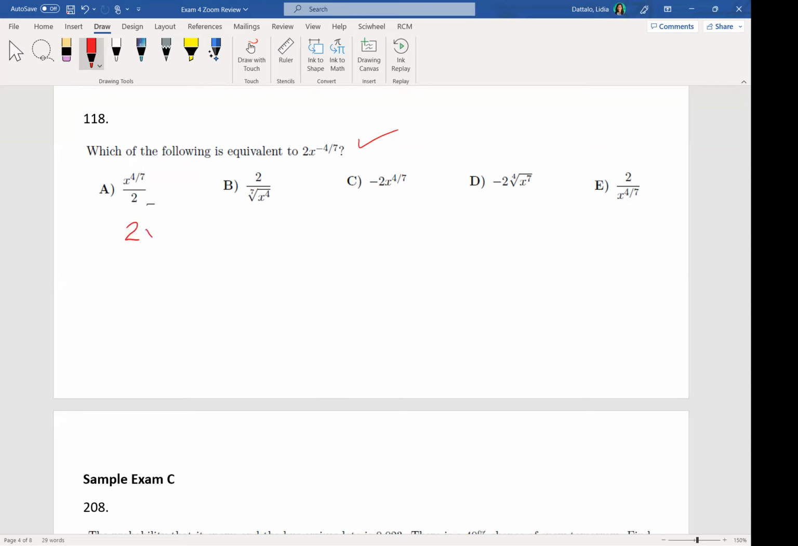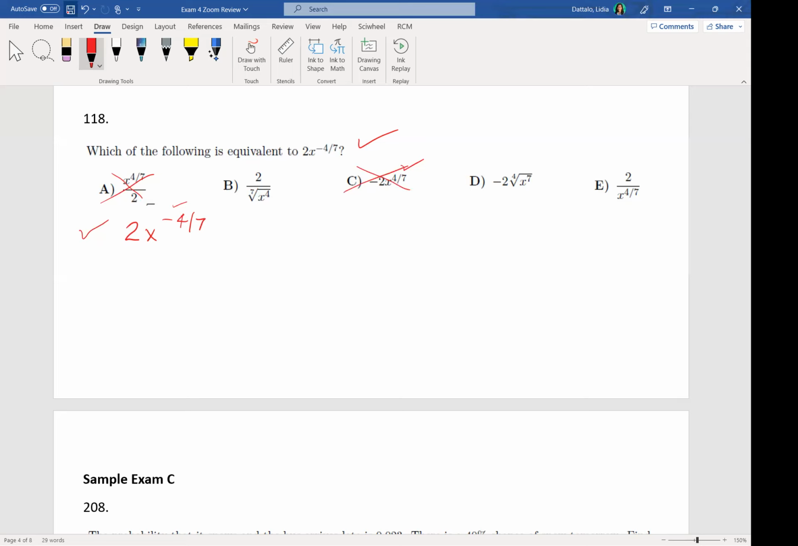We take 2x to the minus 4 over 7. This has a negative 4 over 7. That is the exponent. So right away, just by looking at some of the answers, we know that there's no way it can be that, because that has a positive exponent. This one has a negative exponent. So we exclude that one right away. Now we're also going to exclude this one because that's also a positive exponent. And we know that that can't be the right answer.